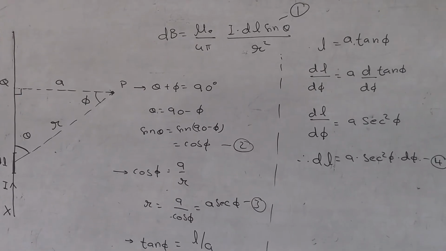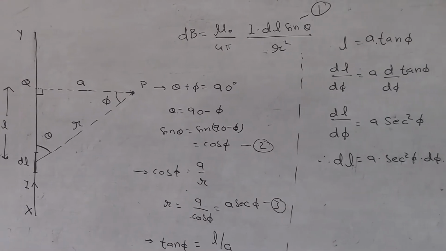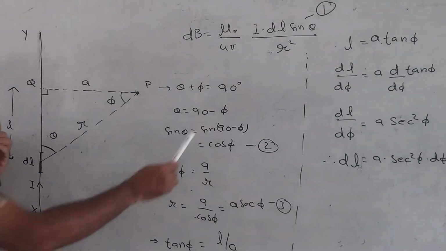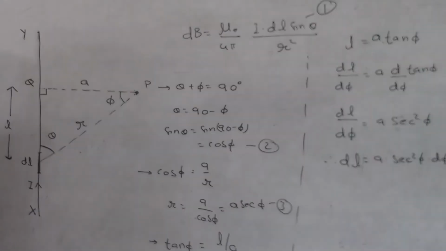First of all, you can see in the diagram that angle theta plus angle phi is equal to 90. So theta is equal to 90 minus phi. Now taking sine on both sides, sine theta is equal to sine of 90 minus phi. What is sine of 90 minus phi? It is equal to cos phi.